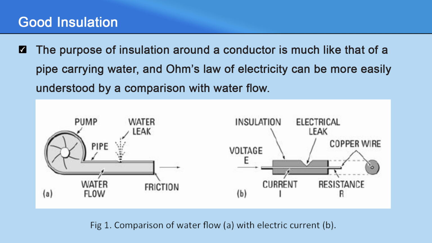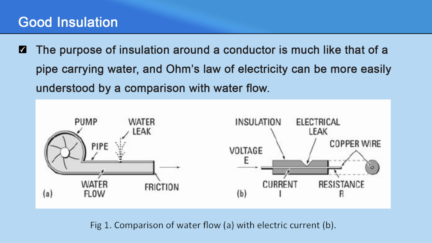In figure 1b, we can see a conductor is used in which a current is flowing. It is noted by current I, and the voltage applied is E, and in that conductor an insulation is provided, and at a point there is a deterioration in insulation by which a leakage of electrical current takes place. So the property of that conductor is to resist. For that the resistance is shown, and the material used for the conductor is copper wire.